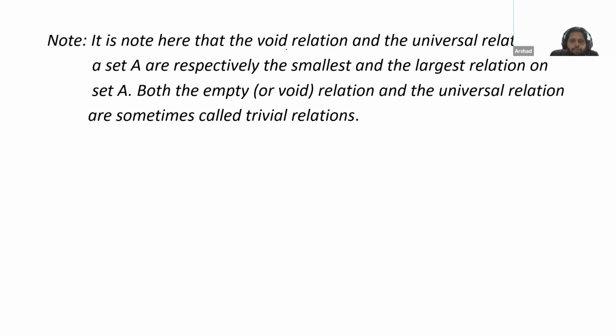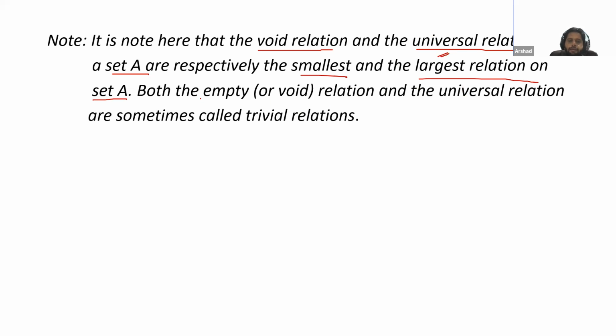Please note here that the void relation and the universal relation on set A are respectively the smallest and the largest relations on set A. I hope this point is clear to you. We know that in the void relation, we do not have any element, that's why it is the smallest relation. And in the universal relation, we take all the elements, that's why the universal relation is the largest relation.